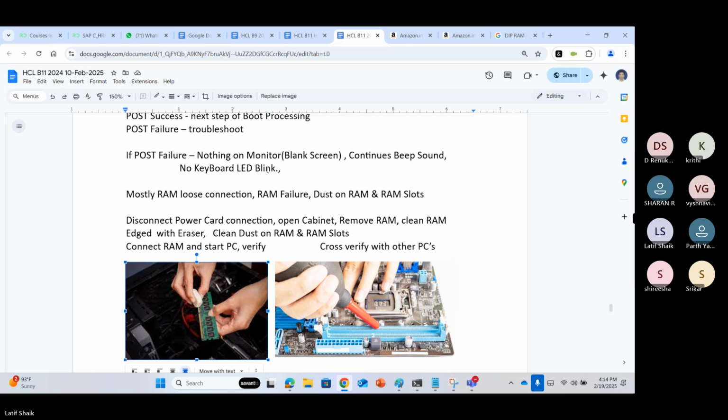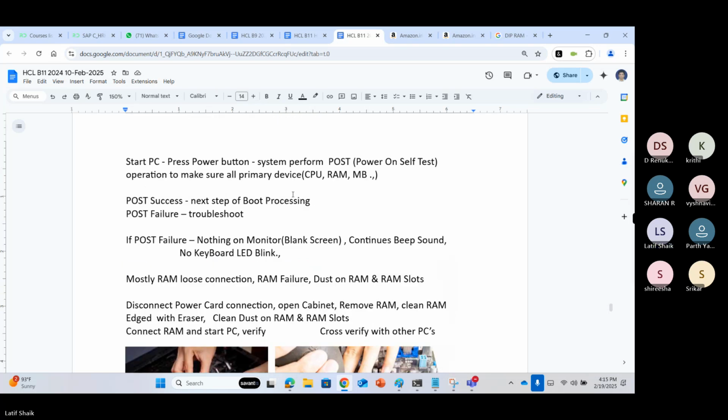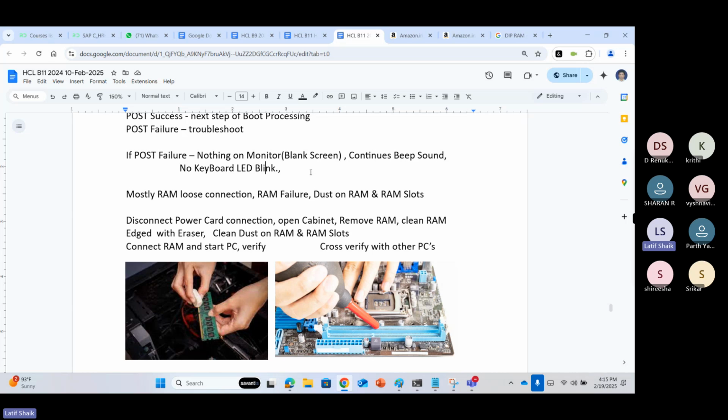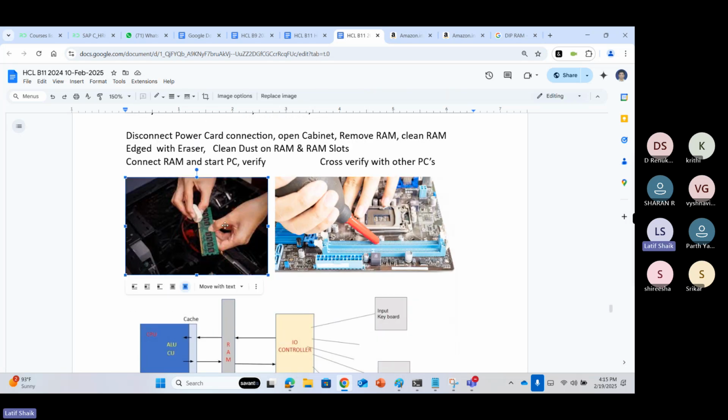Same diagram. Okay. I have written something, but not the way I usually write. Again, the RAM. Mainly in desktops or laptops, a lot of dust will go inside. This dust will form on the RAM edges or RAM slots. Because of the dust, there is improper contact.